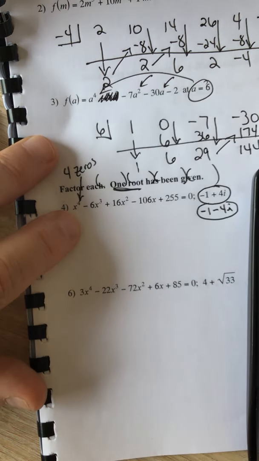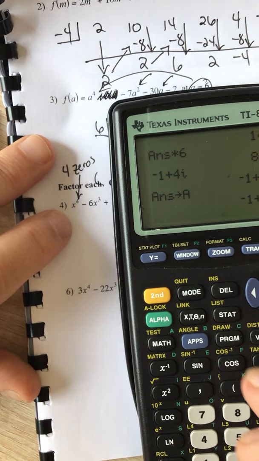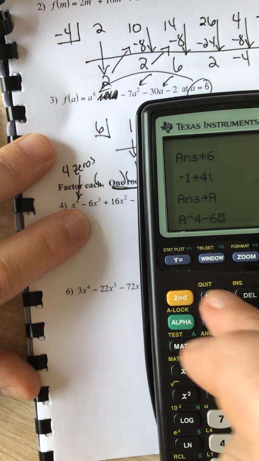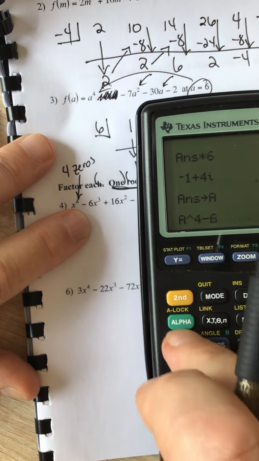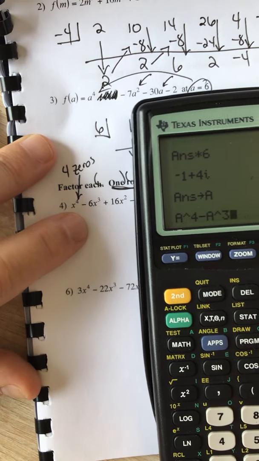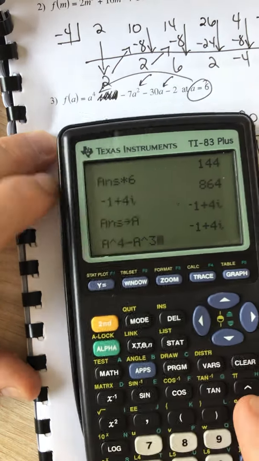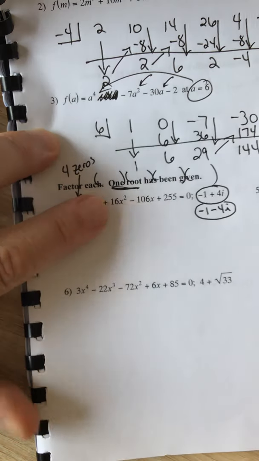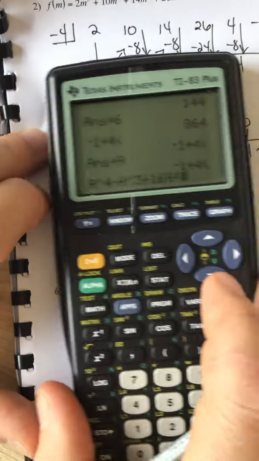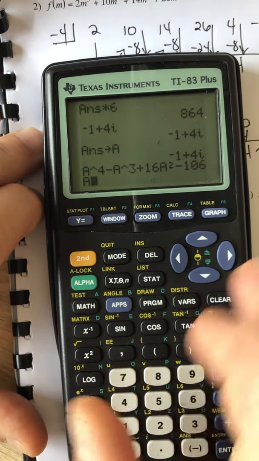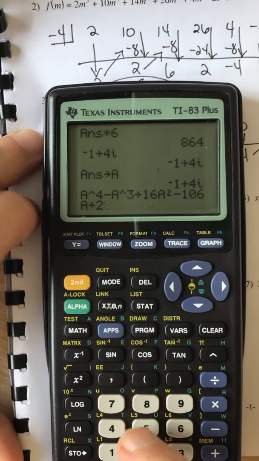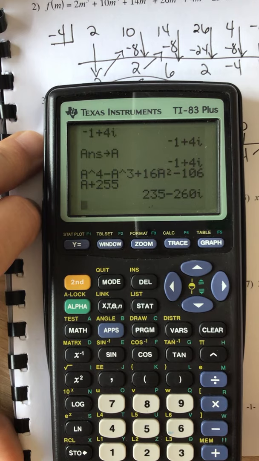So I'm going to say a to the 4th. So I put negative 1 plus 4i to the 4th, and then I'll type in minus 6a to the 3rd, so there's that piece, and plus 16a squared. There's that piece, minus 106a, and then plus 255. That should all add up to 0.